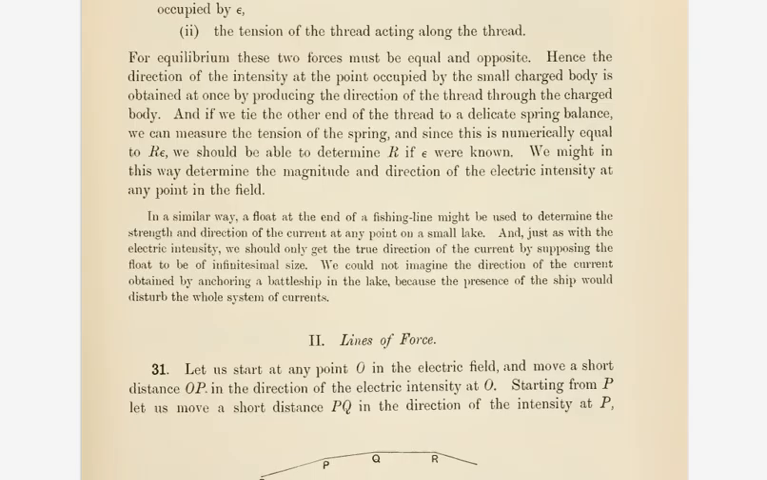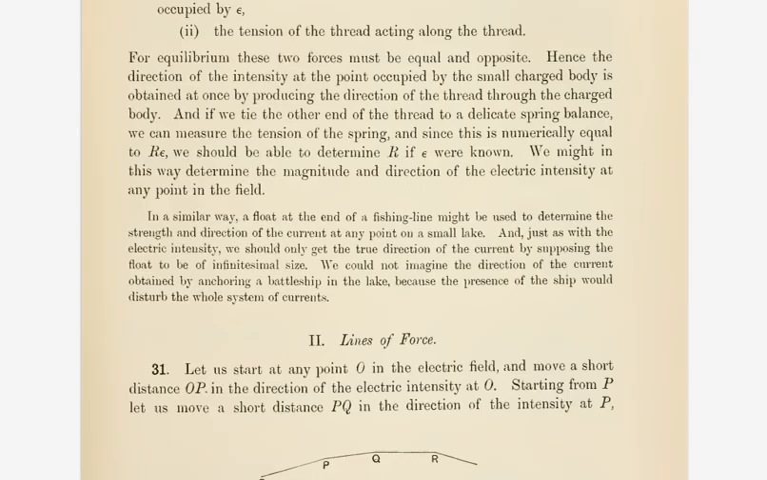And if we tie the other end of the thread to a delicate spring balance, we can measure the tension of the spring, and since this is numerically equal to Rε, we should be able to determine R if ε were known. We might in this way determine the magnitude and direction of the electric intensity at any point in the field. In a similar way, a float at the end of a fishing line might be used to determine the strength and direction of the current at any point on a small lake.